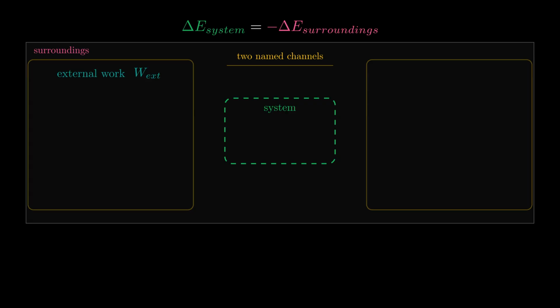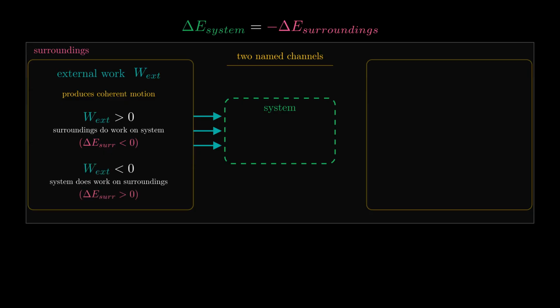The first is external work. The surroundings push or pull on the system, producing coherent organized motion. Its sign convention: external work is positive when the surroundings do work on the system, and the surroundings' energy falls. It is negative when the system does work on the surroundings, and the surroundings' energy rises.